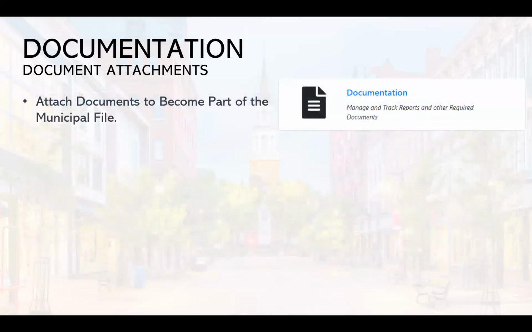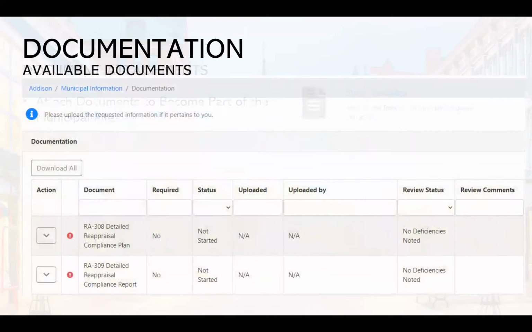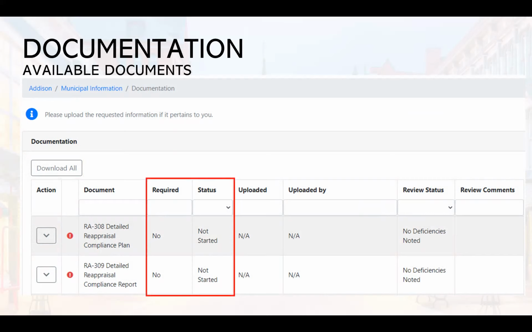So the next section is documentation. This is where you can upload files that will become part of your digital municipal record. So we'll take a look at this. The first thing is if you upload multiple documents, you can download them all. We also have our actions menu here. This is where you would upload documents. And you'll see here, these are the various documents that you can upload. Here you see whether they're required and whether or not you've done anything with them. You'll find that all the document uploads are not required in this section. So if they don't pertain to you, you do not need to upload it.